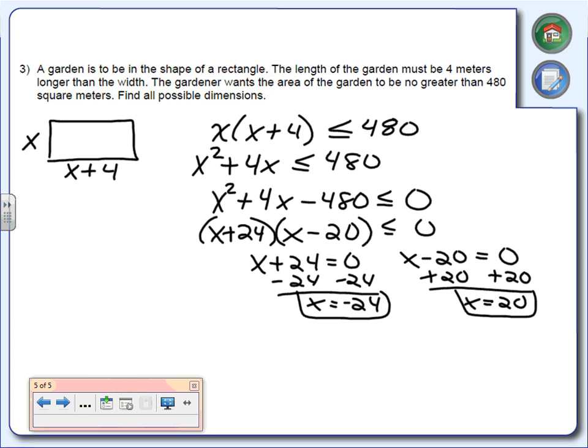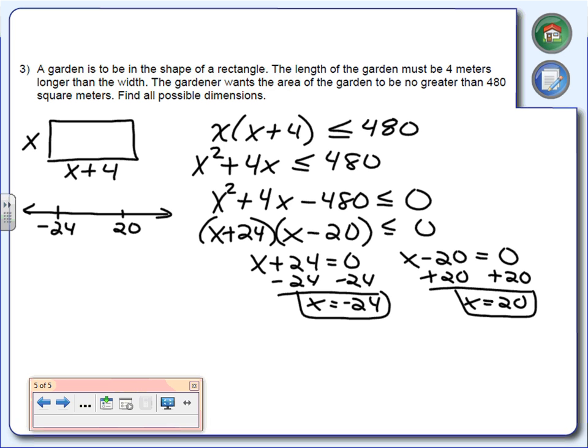All right, so these are the two solutions here, negative 24 and 20. So here's what we said we were going to do with those solutions. We're going to take those solutions, and we're going to put them on the number line. So here's my number line. The small number goes on the left, big number goes on the right.